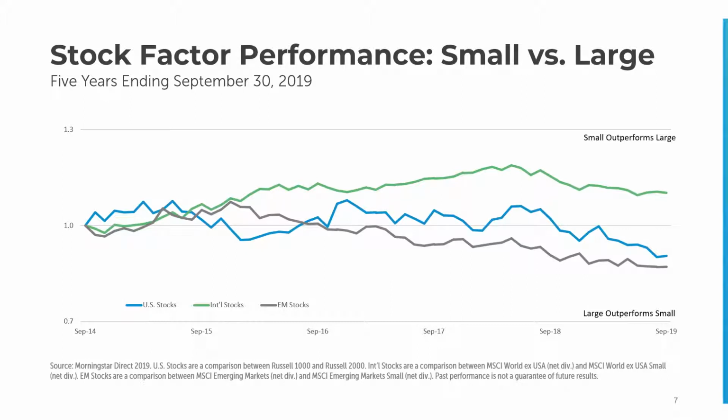Our evidence-based investment process has us favor several factors of return. One of those factors is a preference for small capitalization companies versus large capitalization companies. History has shown that small companies tend to outperform large companies over the long term. Looking back over the past 5 years, we see that outperformance in international developed companies, but we didn't see it in U.S. and emerging market companies.